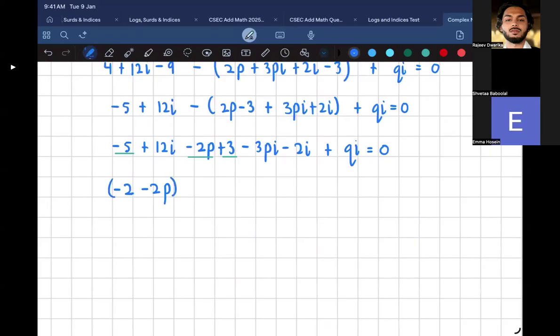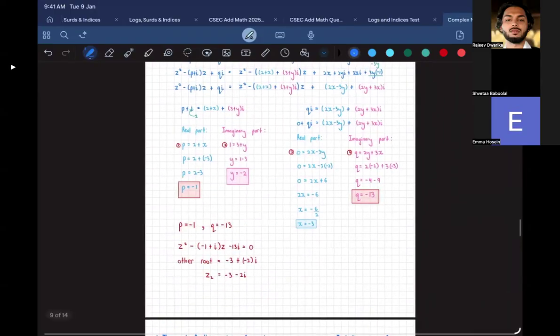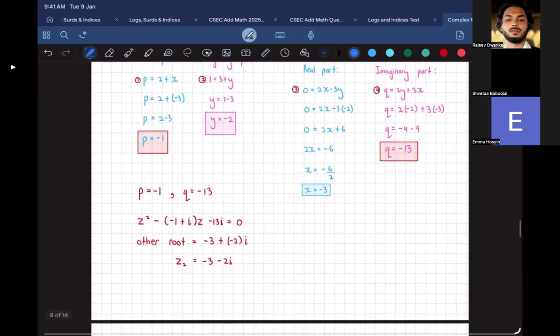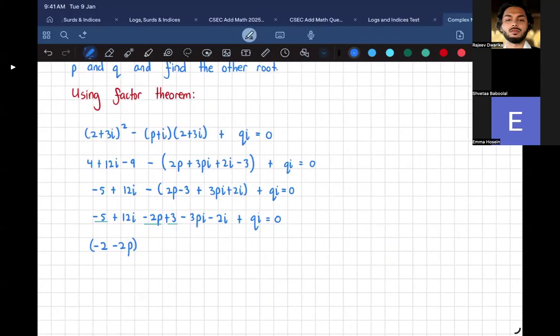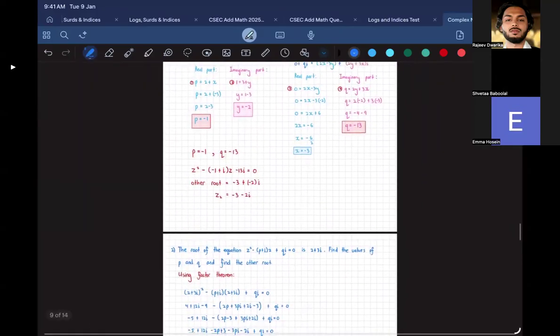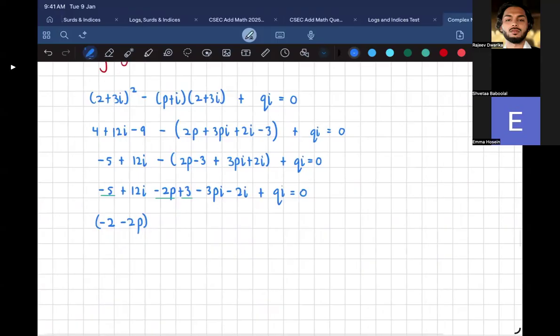So what was the answer? The answer for what? The same question you did, the way you did it. The answer was minus 3 minus 2i for the other root. Yay! You get it? I got 2 plus 3i and minus 3 minus 2i. Nice. I will show you a way to do it without using the quadratic formula. You see how easy it is.